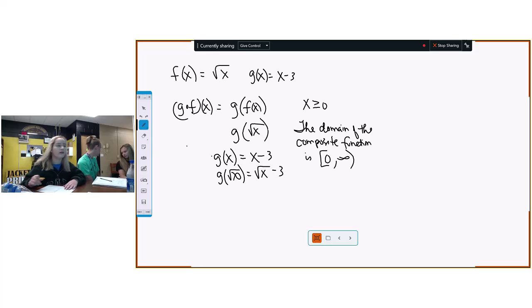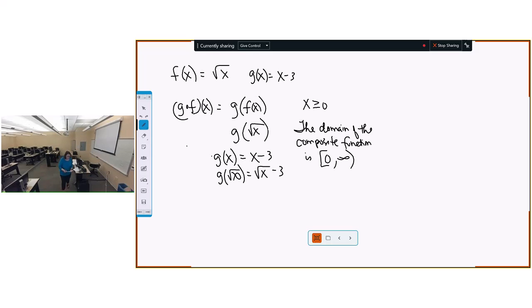Okay, that is 2.3. Any questions on composite functions? No. I think actually your homework on composite functions is pretty easy. Okay.